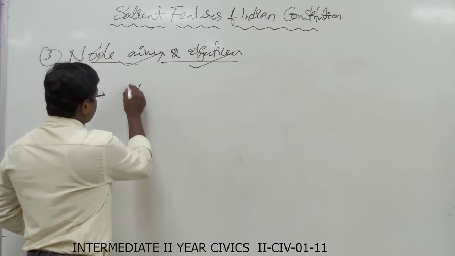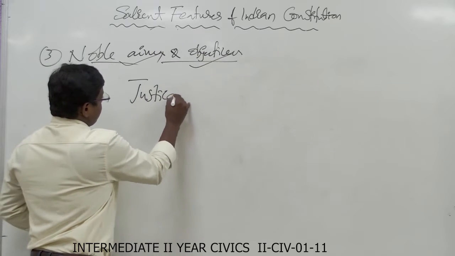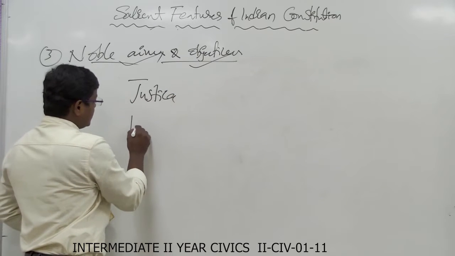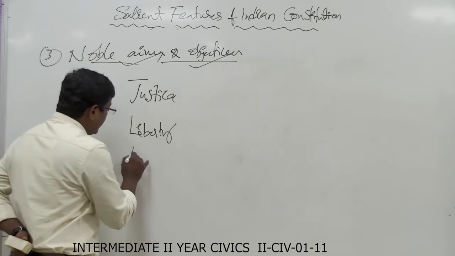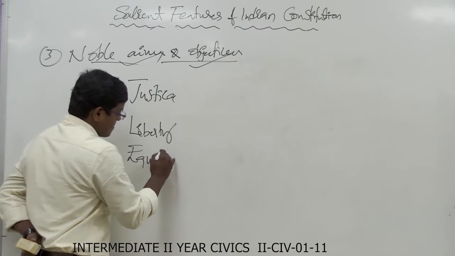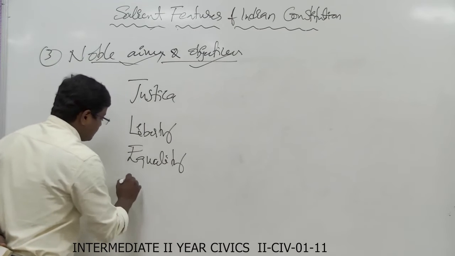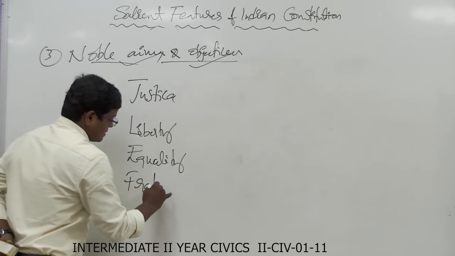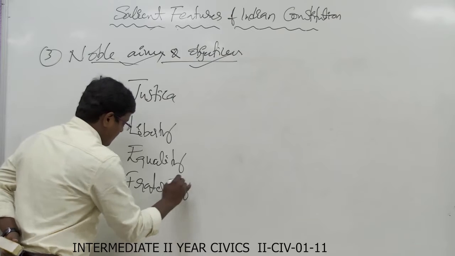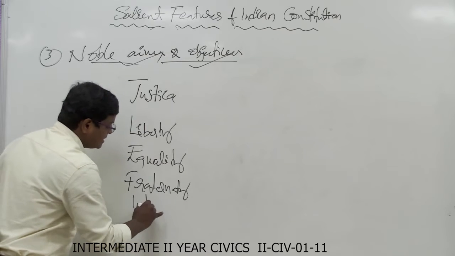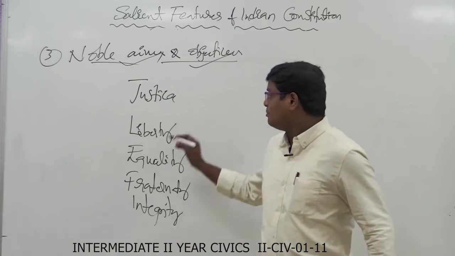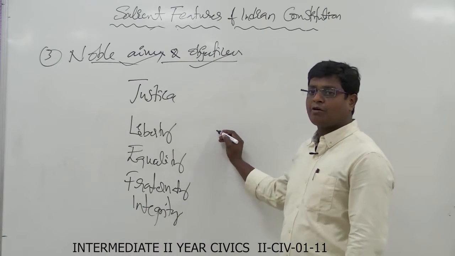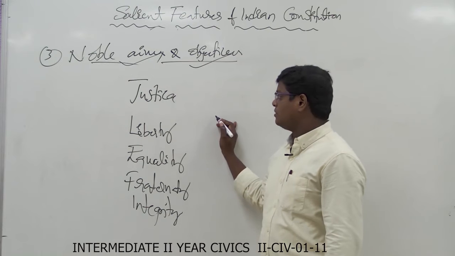Firstly, justice. Next, liberty. And third, equality, fraternity, and finally integrity. So these are the noble aims and objectives which are mentioned in the preamble of the Indian Constitution.